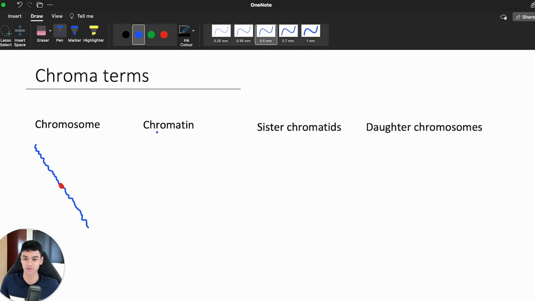Now, what is chromatin? Chromatin is how it's organized. When it's in the loose form like this, this is actually called chromatin. It's in the form of chromatin, loosely packed like that. It's very, very long. Okay, so this is a chromosome.